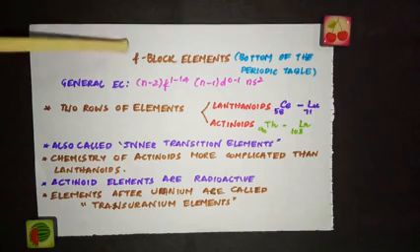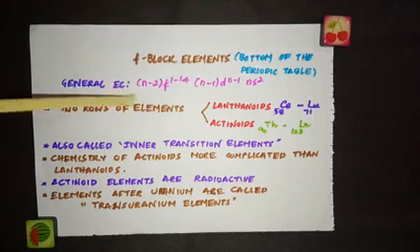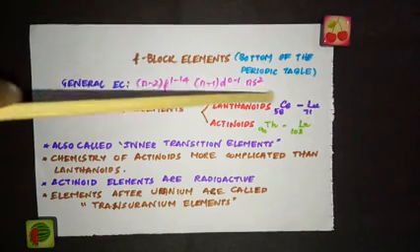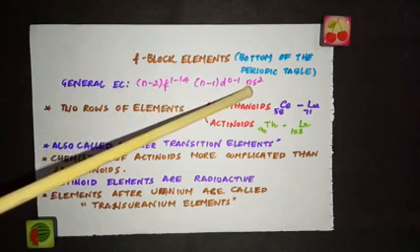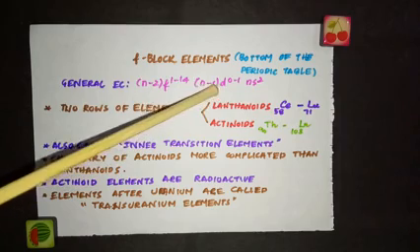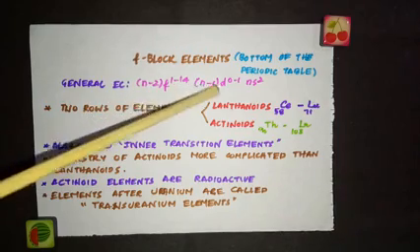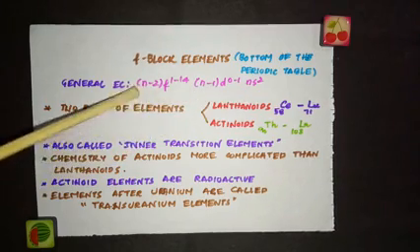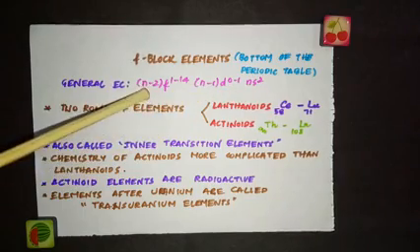And the last block of elements, F block elements, are placed at the bottom of the periodic table, and this is the general electronic configuration. Here if ns is 6s, then d would be (n-1), 5d, and f would be 4f. So 4f, 5d, 6s would be the configuration. That's the reason we have written ns, (n-1)d, (n-2)f.